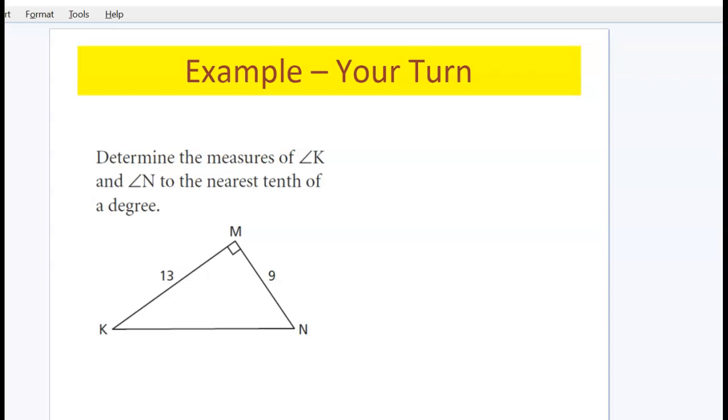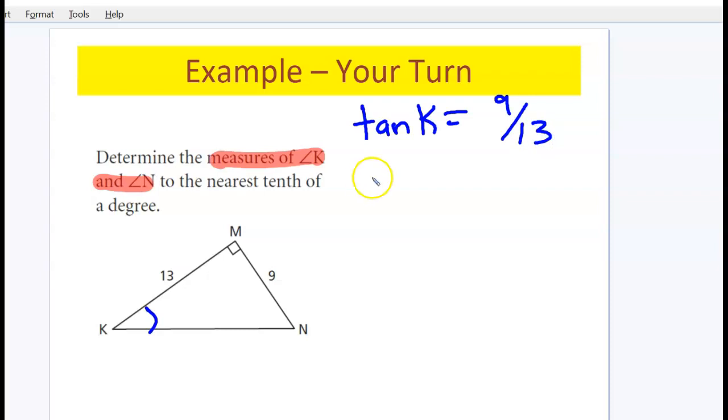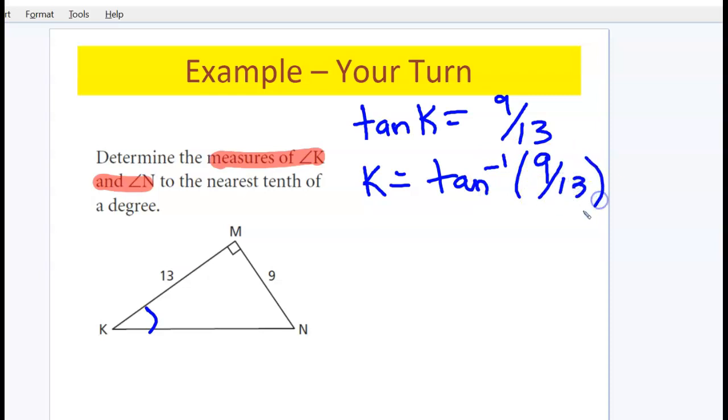Okay, I'm hoping you had a chance to try these questions. And again, we're looking for the measure of these angles, not just the tan ratio. So to start with, I'm going to start with angle K. And I'm going to say the tan of K is equal to 9 over 13. And after we've done a couple of these, when we take tan inverse of both sides, we know that tan inverse tan will cancel out on the left-hand side. And we'll just be left with tan inverse of 9 over 13 on the right. So second tan, 9 divided by 13, that's going to be 34.7 degrees.